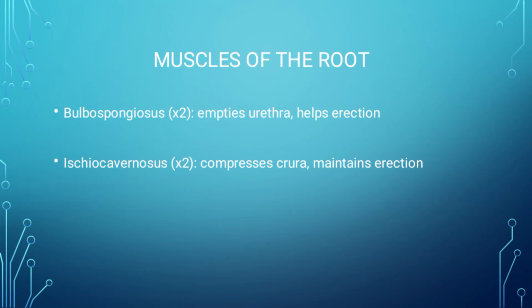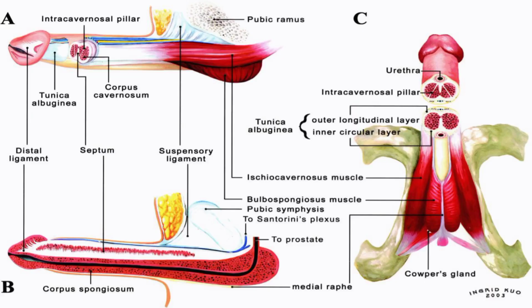Muscles of the root. There are key muscles at the root of the penis. The bulbospongiosus muscle helps to empty the urethra after urination or ejaculation, and it also boosts erection by increasing pressure in the bulb. Second is the ischiocavernosus muscle, which compresses the crura, pushing blood into the corpora cavernosa to maintain the rigidity during erection. This picture is showing the bulbospongiosus muscle and ischiocavernosus muscle.